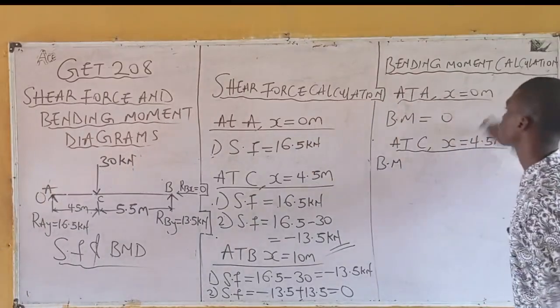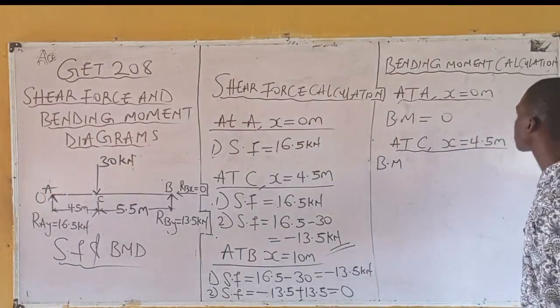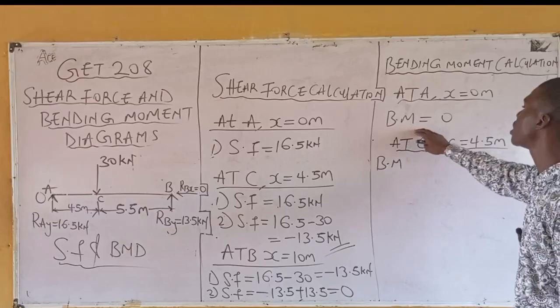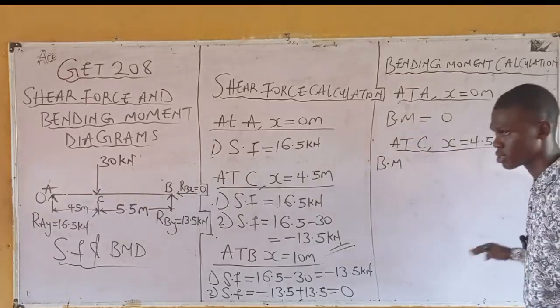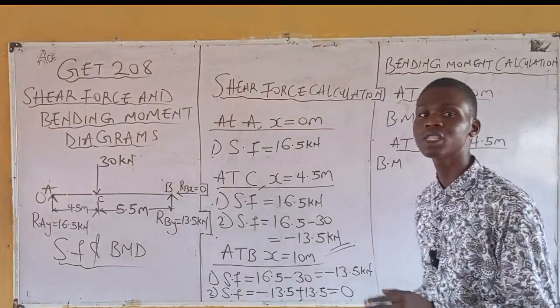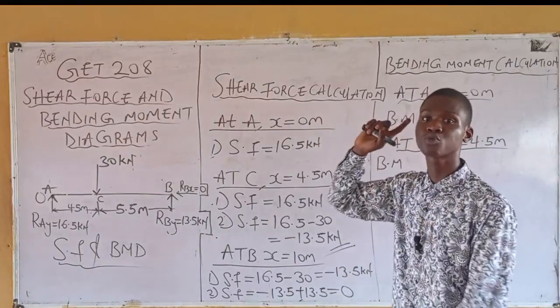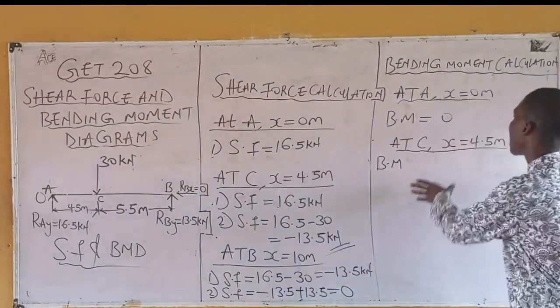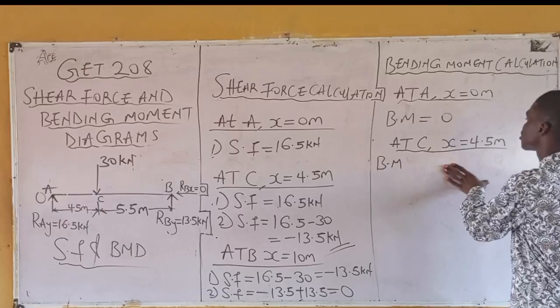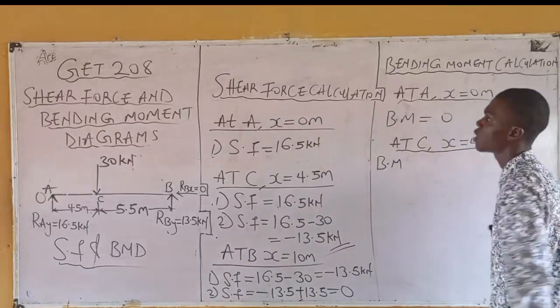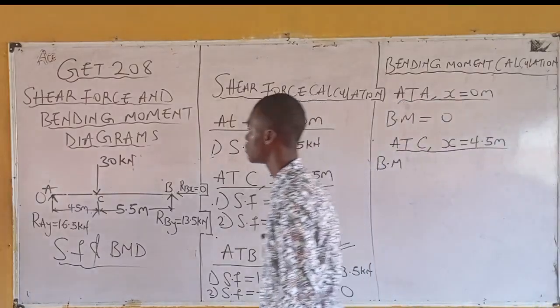Now, bending moment calculation. At A, x equals 0 meter. Bending moment is equal to what? 0. No stress. Just because we said that bending moment must start with 0 and must end with 0. Now at C, when x is equal to 4.5 meter, what's the bending moment value?